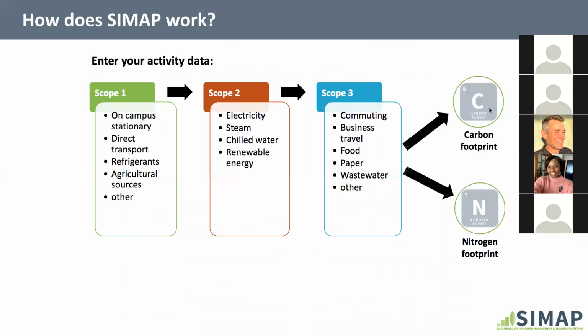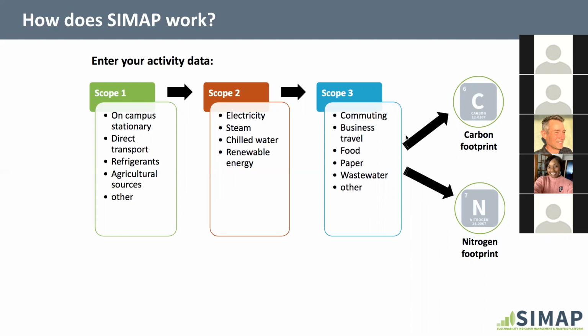So at a very basic level, how does SIMAP work? You enter your activity data into the web-based platform. And that activity data spans 3 different scopes. In scope 1, you've got your direct emissions like on-campus stationary, direct transportation, refrigerants, agriculture sources. Then in scope 2, like purchased electricity, steam, and chilled water, also where you enter any market transactions like renewable energy credits. And scope 3, which is where you can enter your data on indirect emission sources like commuting and business travel, food, paper, and more.